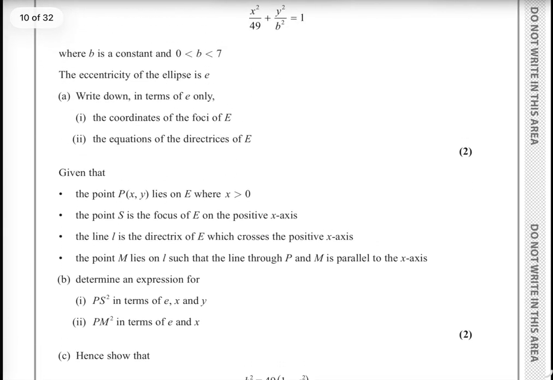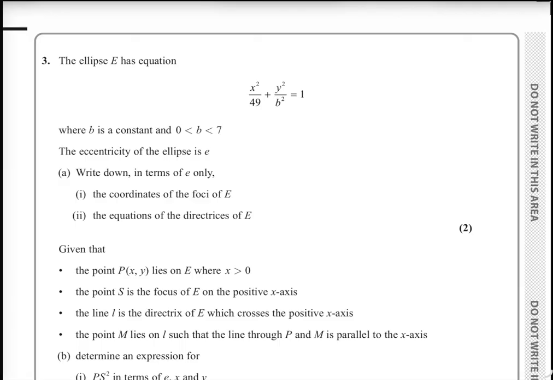Oh, that's a lot of reading to do here. The ellipse E has this equation that tells us that a is equal to 7, where b is a constant between 0 and 7. The eccentricity is just given as e. Write down in terms of e only the coordinates of the foci and the equations of the directrices.